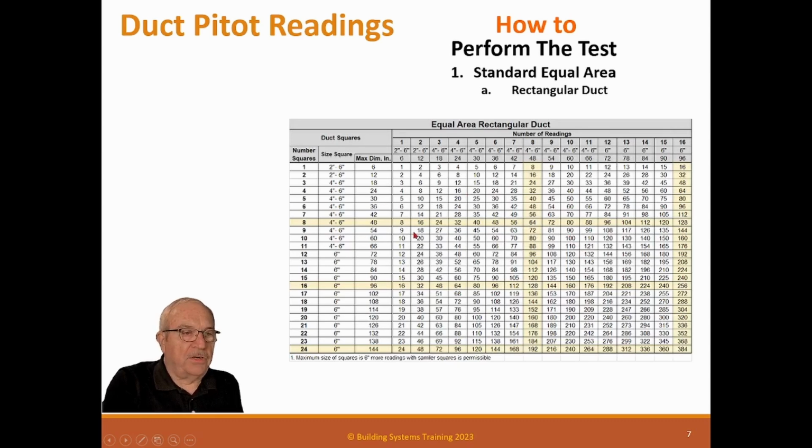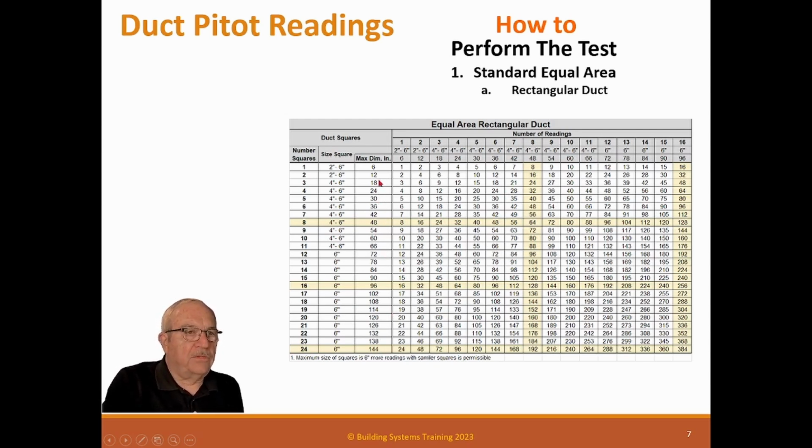And then this chart here, which I don't want to get too cumbersome with, is a chart on how to lay out equal area. And so what it's telling you is that equal area is pretty easy to lay out, right? You measure the duct. This is one dimension of the duct, and this is another dimension of the duct. So this chart goes to 96 inches and 144 inches. So it doesn't matter which way this duct is going.